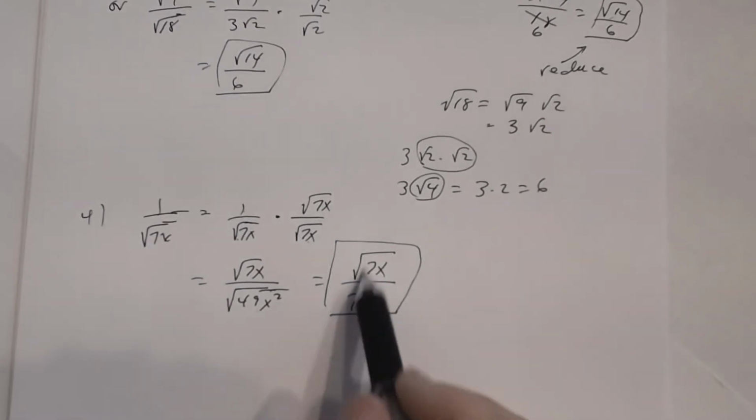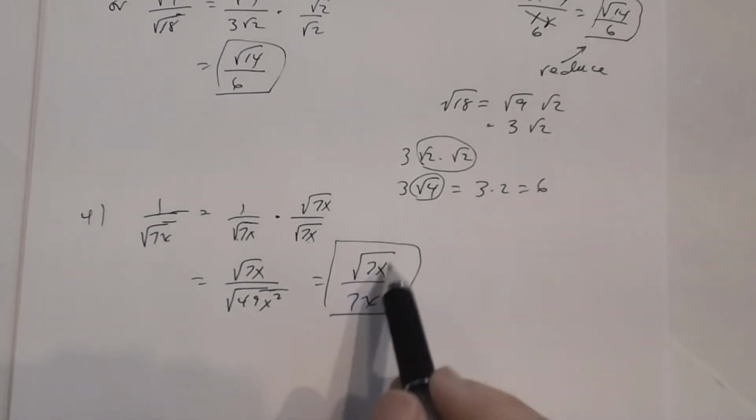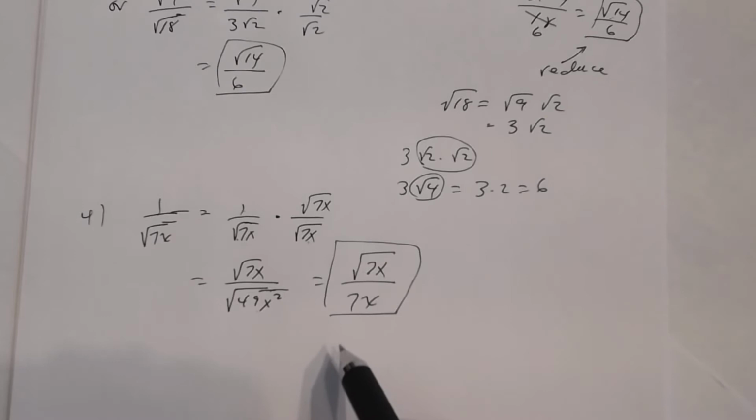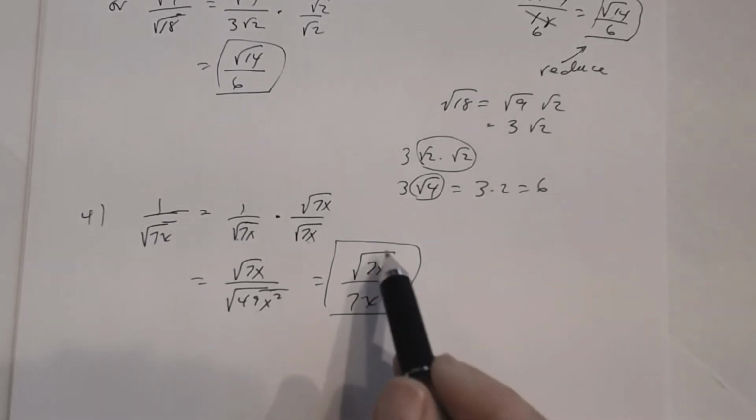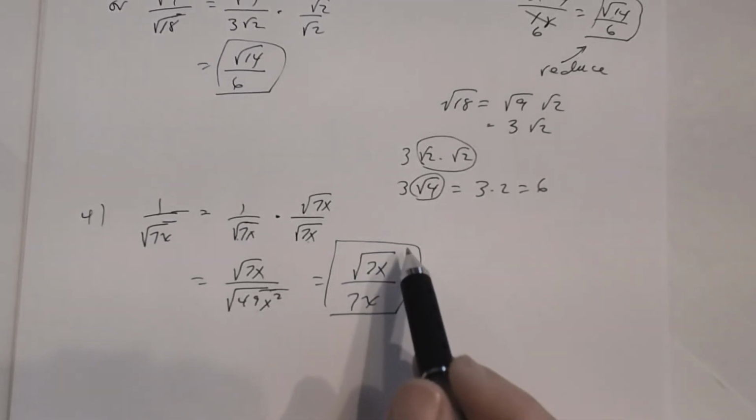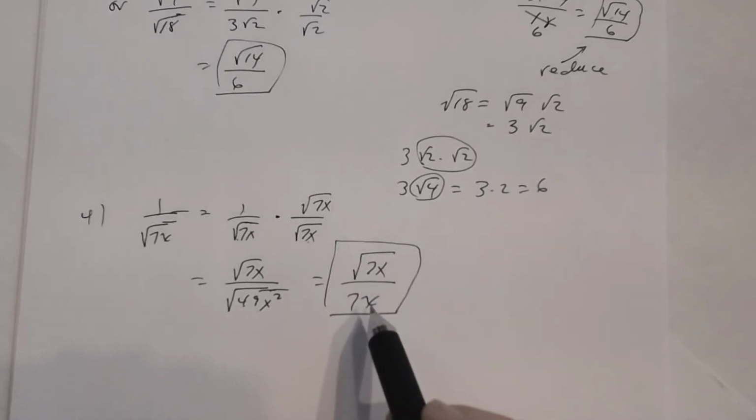You cannot reduce. Don't stack and reduce the 7s, because that's not a 7 right here. That's a square root of 7. Same thing here. That's not an x as a factor. You have a square root of x as a factor. That's different from a factor of x. So that's your answer.